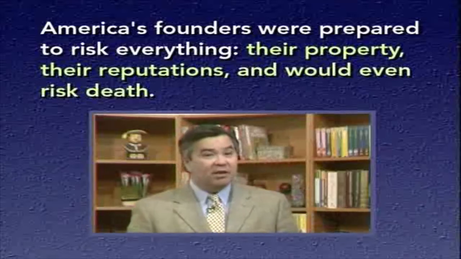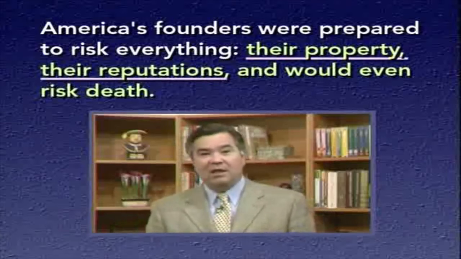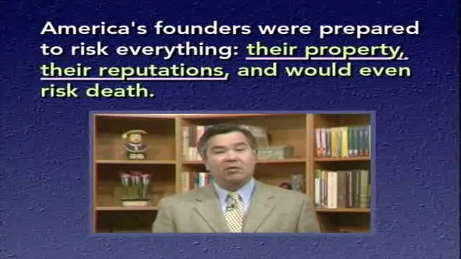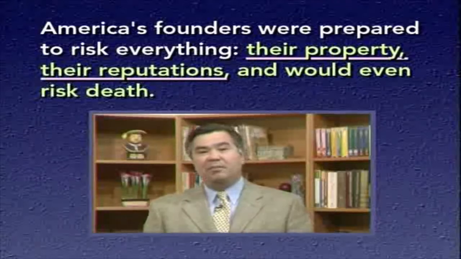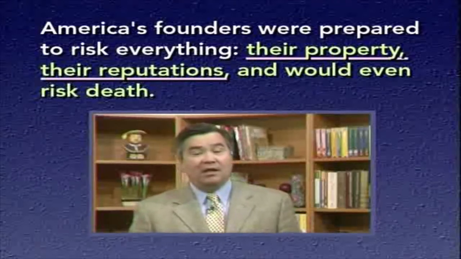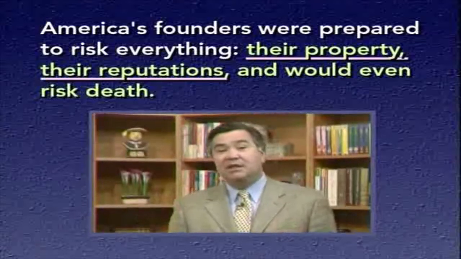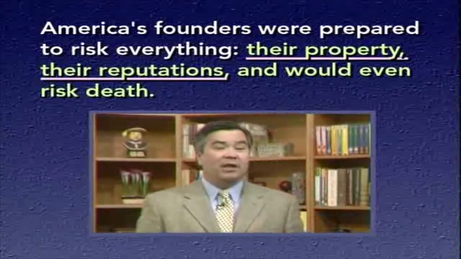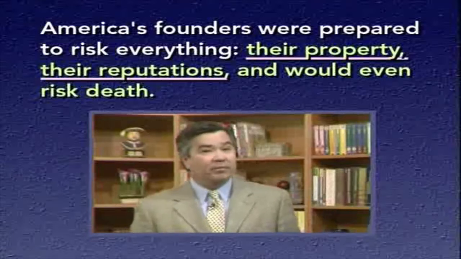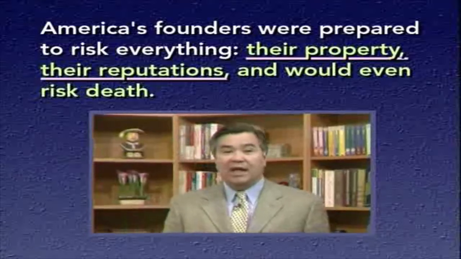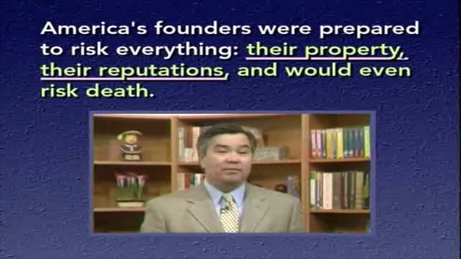Not really. The first 2 are written in the same grammatical form. Their property, their reputations. Here we have nouns, property and reputations, preceded by the possessive pronoun their. However, the third item is listed in a different form. Would even risk death. Suddenly, a verb has been inserted, would risk, and this changes the grammatical form. So the 3 items, even though they have similar meanings, are not being set up in grammatically similar form.